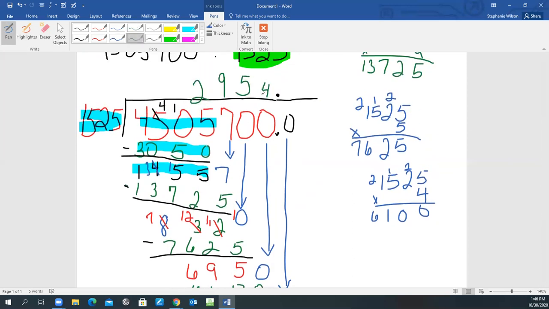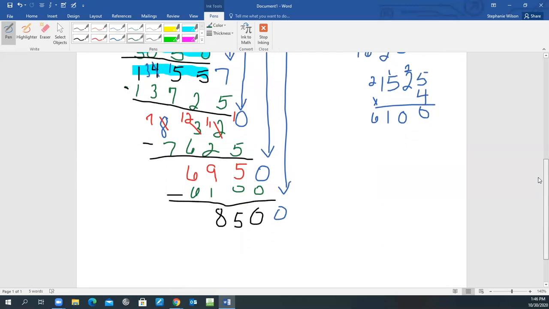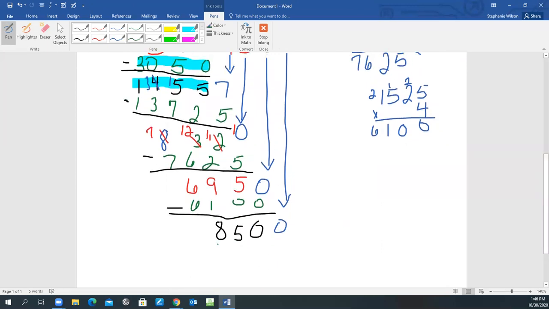We're going to put the 5 up here, and we're going to say 5 times that, 1525. We're going to bring it down, which we already know because we did it a while ago. So we got 76.25. Subtract.